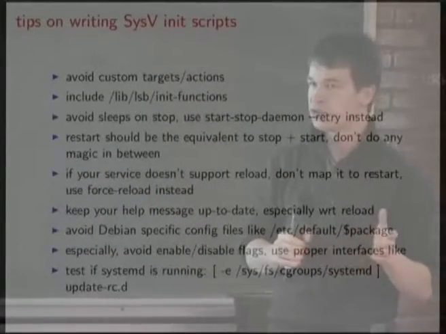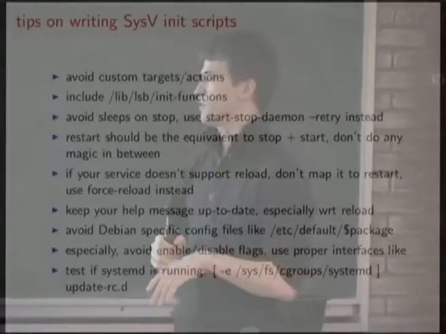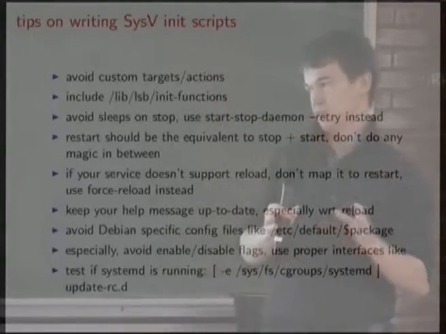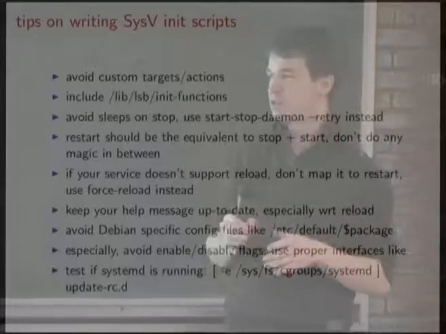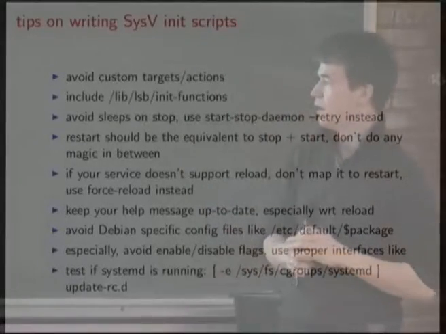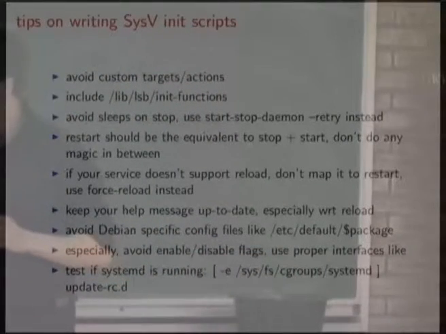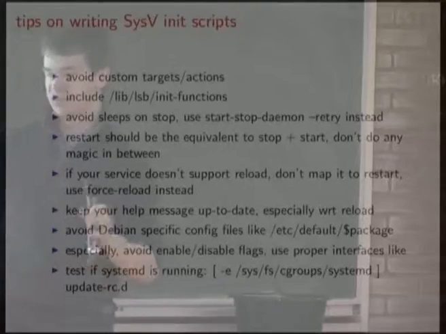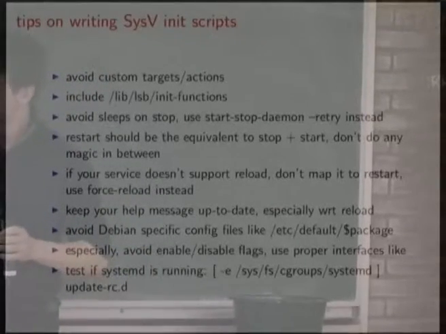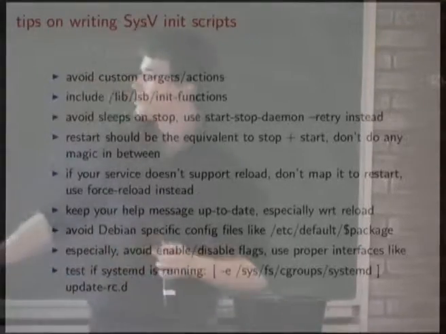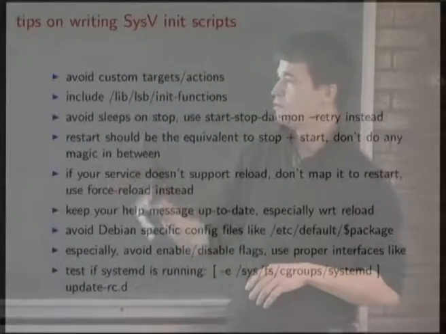If possible, don't use enable/disable flags, and if possible, don't use any Debian specific config files at all. If in any case you have to test, because you have systemd specific code in your System 5 init script or something else, just use that test in shell. That's basically it. Let's skip to the conclusion.